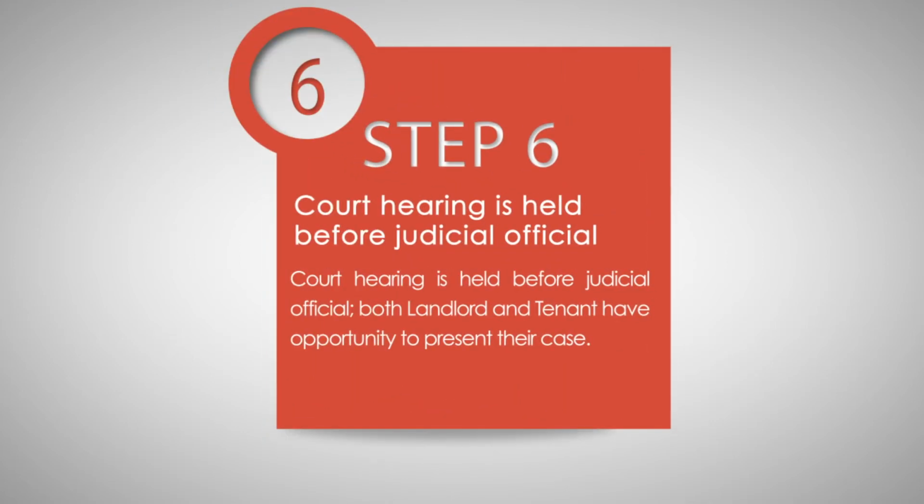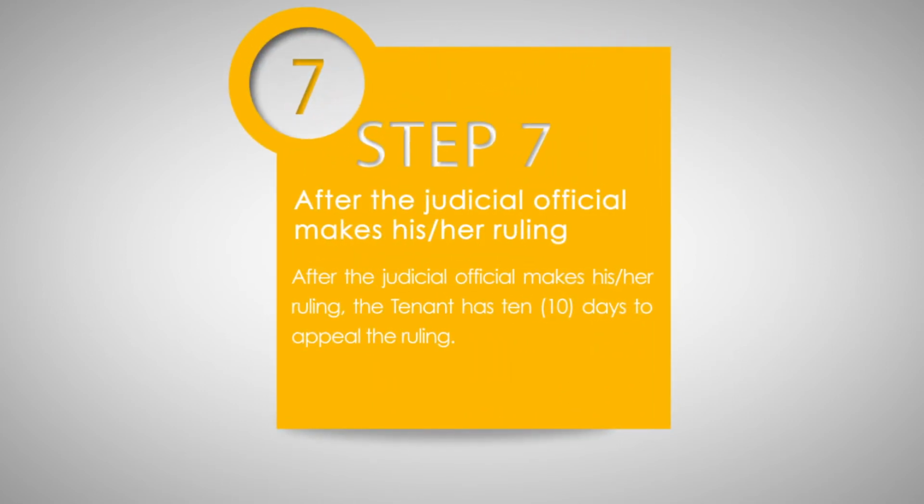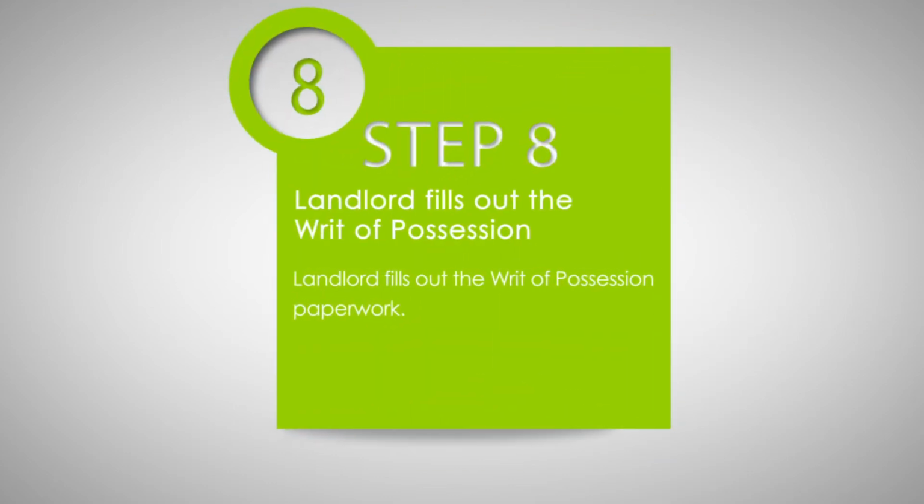Step number 6. Court hearing is held before judicial official. Both landlord and tenant have opportunity to present their case. Step number 7. After the judicial official makes his or her ruling, the tenant has 10 days to appeal the ruling. Step number 8. Landlord fills out the writ of possession paperwork.